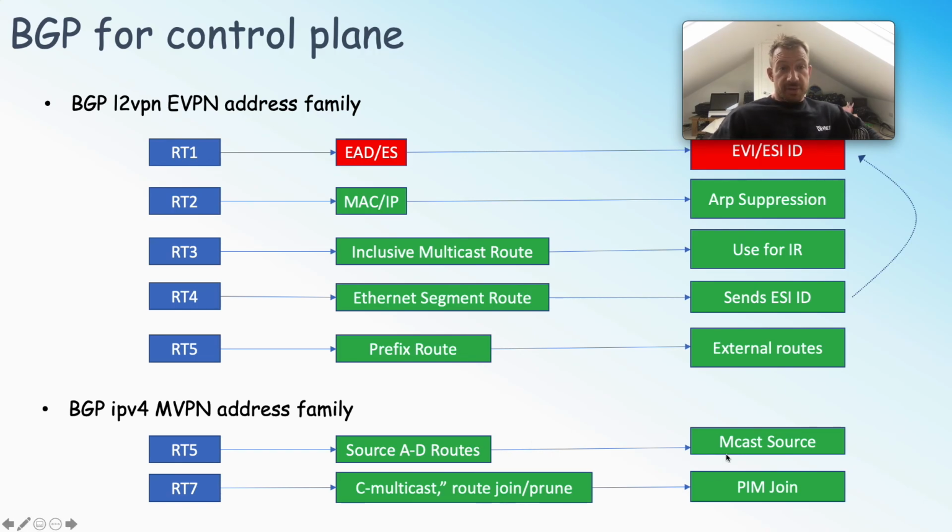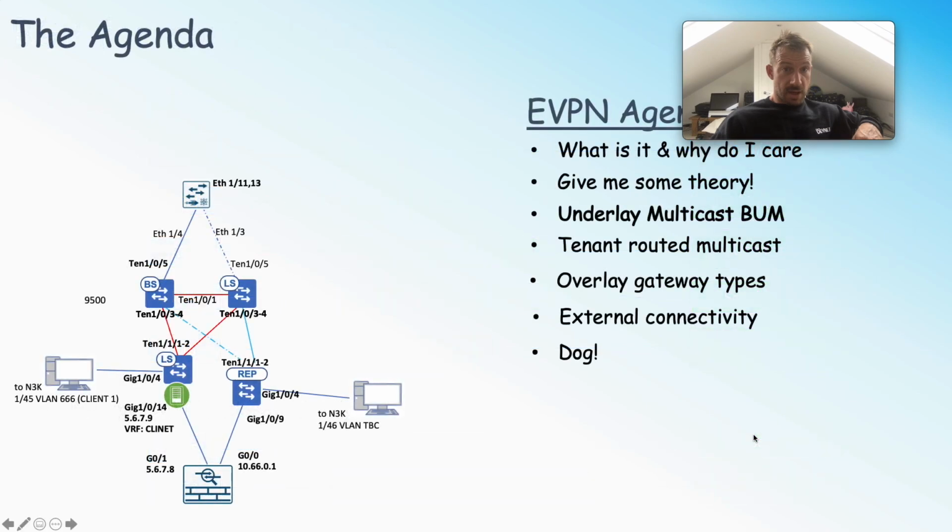So that kind of summarizes the introduction theory lesson on EVPN. We can look forward to the next lecture, which may be on underlay multicast, BUM: broadcast, unknown unicast and multicast traffic.